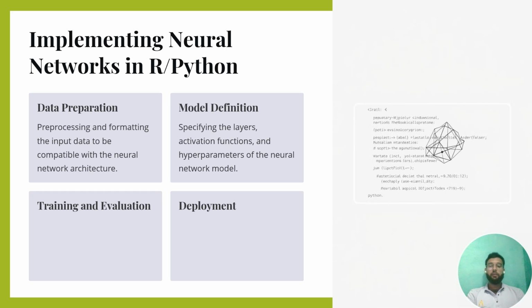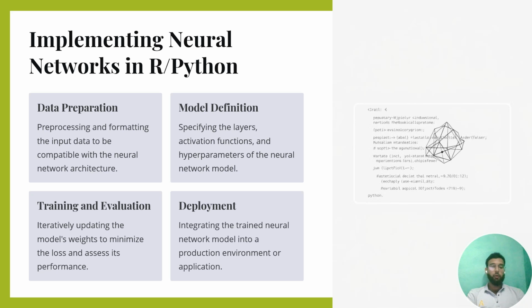Thirdly, we have the training and evaluation process in which we iteratively update the model's weights to minimize the loss and assess its performance. Means we'll update the model weights so we can have less loss and we can improve the performance. Fourthly is the deployment of the model. So by integrating the trained neural network model into a production environment or application, we can deploy it.